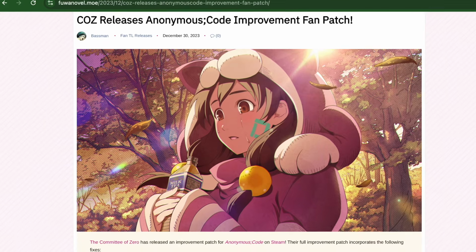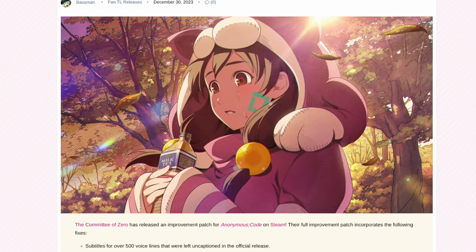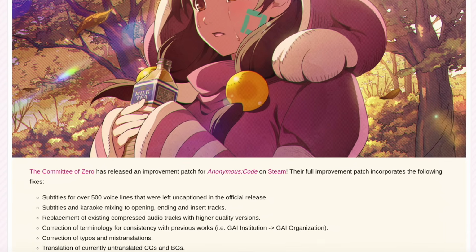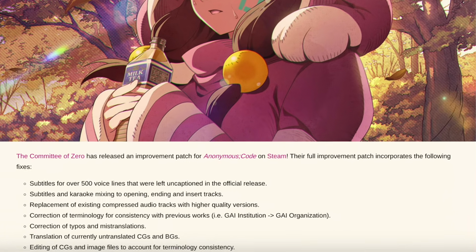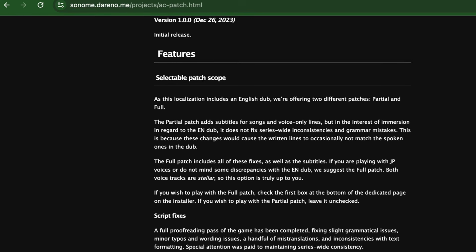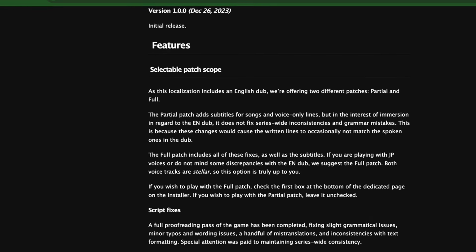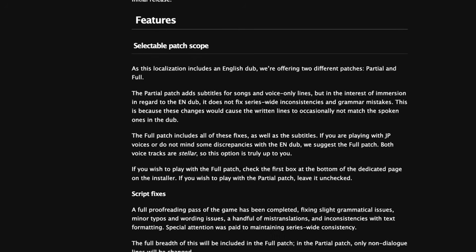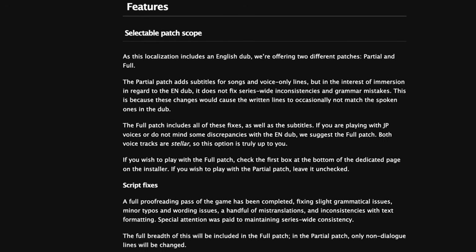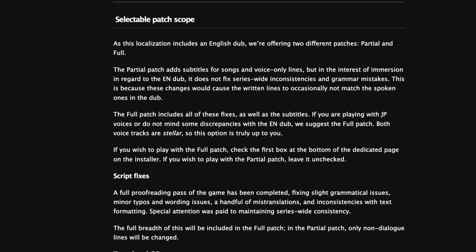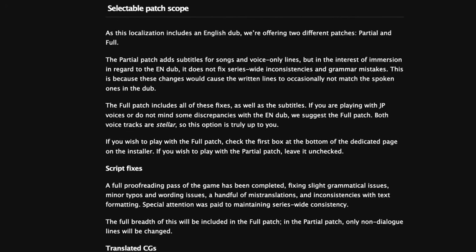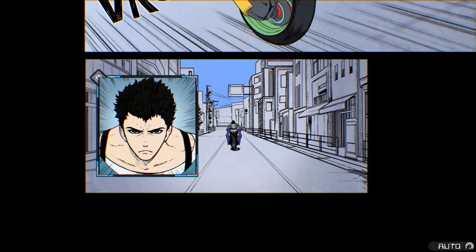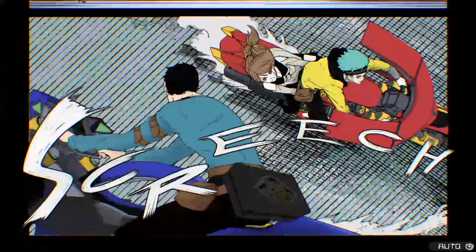Within the span of a few months of its English release, the Committee of Zero released their fan patch for Anonymous Code, bringing quality of life, consistency, and accessibility improvements. Because of the English dub, they ended up making both a full patch and a partial patch, the latter being designed for English dub players via consistency with voice lines. Nonetheless, their Anonymous Code patch ended up being their smallest scale project ever at the time due to the overall strength of the game's official localization. For an English-speaking SciADV fan, this was quite an exciting time to be present in the community.